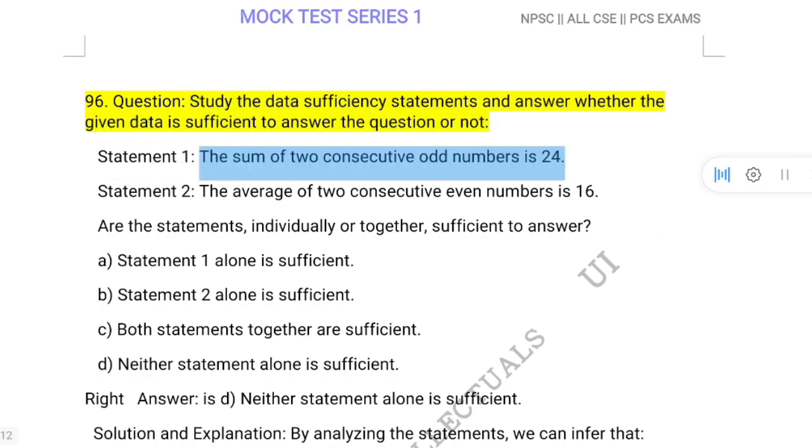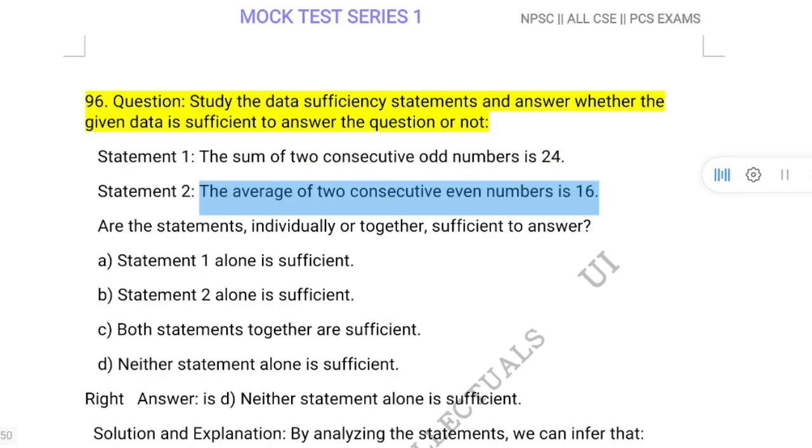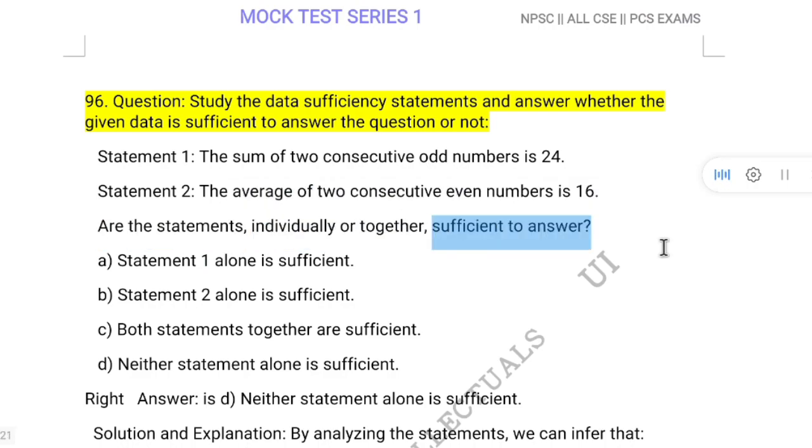Statement 1. The sum of two consecutive odd numbers is 24. Statement 2. The average of two consecutive even numbers is 16. Are the statements, individually or together, sufficient to answer?